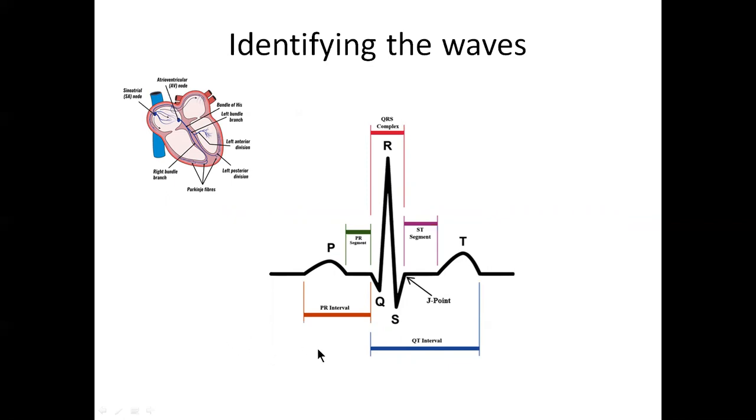Next, there are a few intervals that we measure. The first one is the PR interval that starts from the beginning of the P to the beginning of the Q. Then from the beginning of the Q to the end of the T is the QT interval. Next, we have a PR segment, which is end of the P to the beginning of the Q. And then the ST is from the end of the S to the beginning of the T. And then, of course, you have the QRS complex.